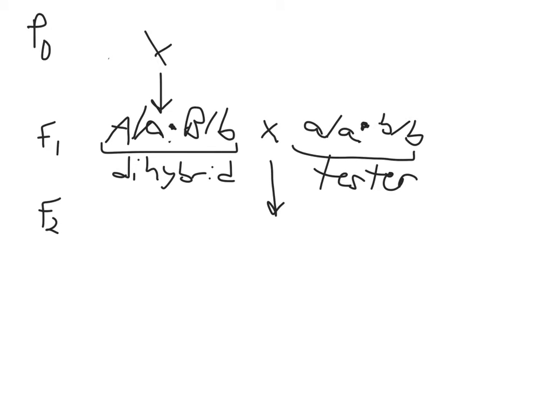So, big A, big B. This individual could have big A over big A. We're talking about diploids. Big B over big B. Okay. So if that parent's got all the capital letters, then what's the genotype of the other parent? It's got to have all the lowercase letters.